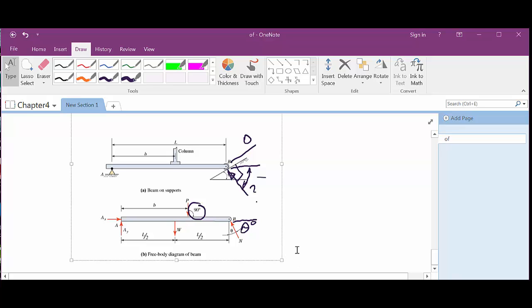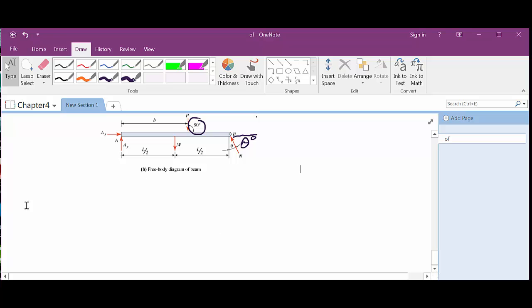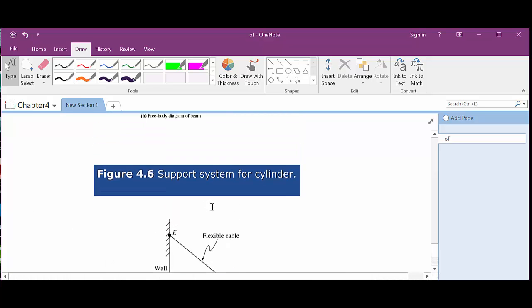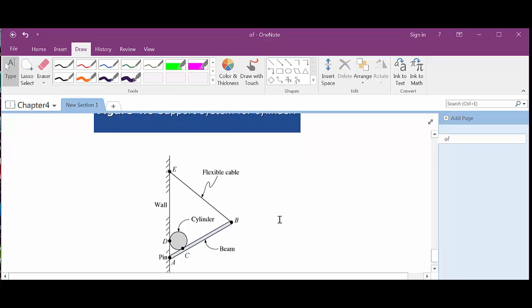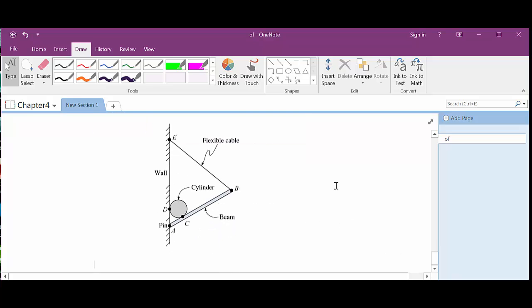Well, let's see, what else do we have? Figure 4.6. Okay, so what's going on with this whole system? Well, let's see. I'm going to turn that over. That's on page 66. So you've got a cylinder shown in figure 4.6.